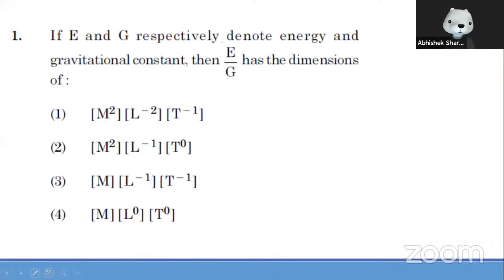So see, what we are going to do is this. We are going to solve this NEET 2021 paper. It's a previous year paper. So what are we going to do? We're going to solve this NEET 2021 paper.